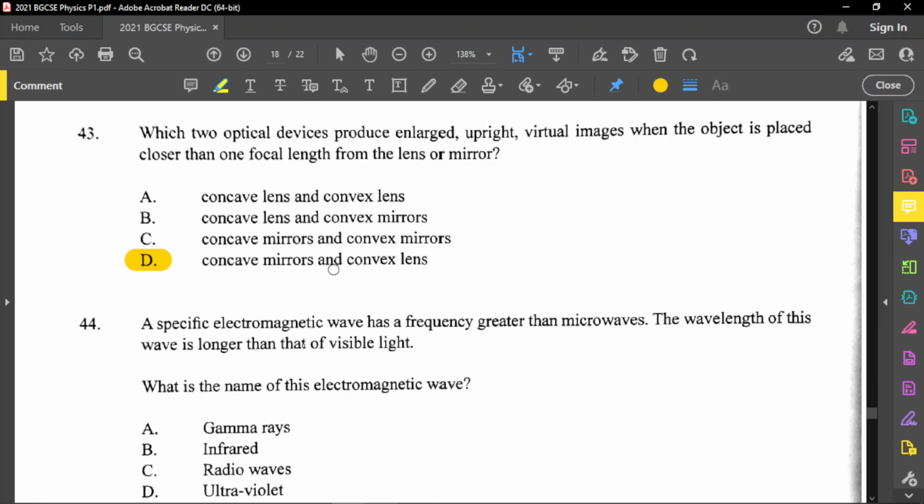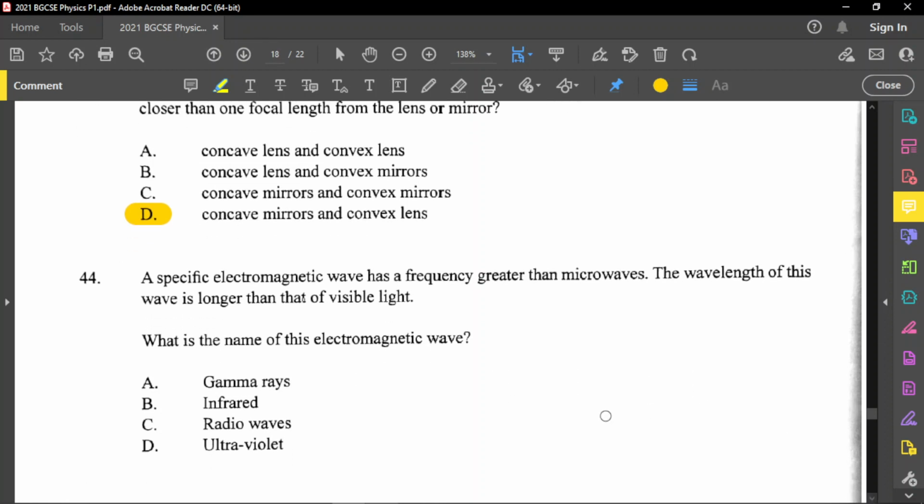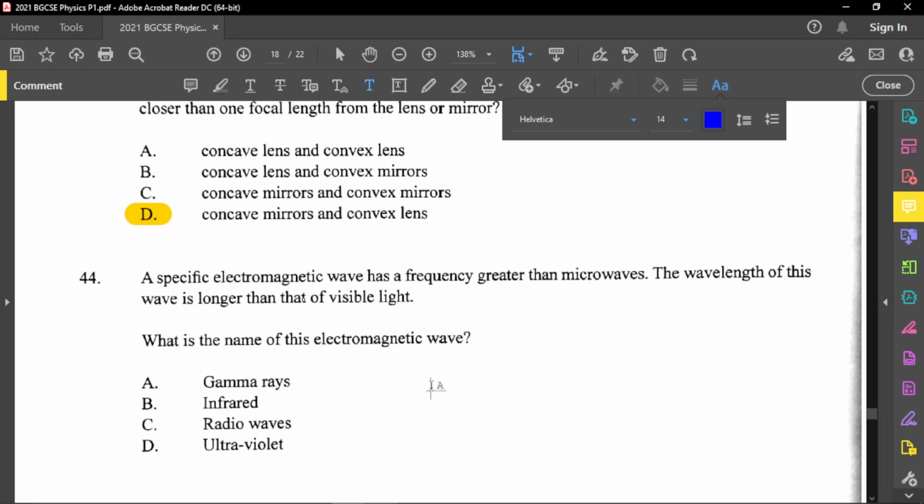Now, for question number 44, a specific electromagnetic wave has a frequency greater than microwave. The wavelength of this wave is longer than visible light. What is the name of this electromagnetic wave? And so again, to remind you, remember how we did it? We said radio, let me just write it down again. Radio, my information verbally, unless X news is gibberish.